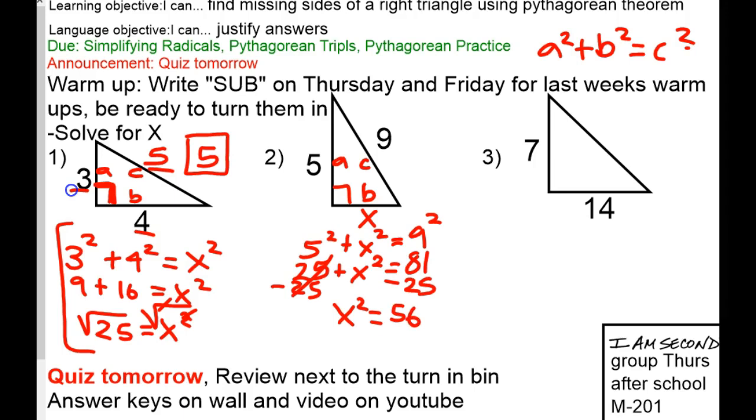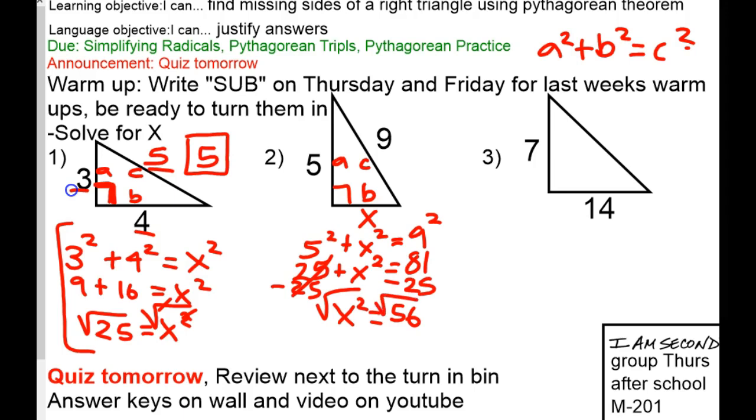Last step. To get rid of a square, I use the square root. Did you know that? You did? Well, now you know. To get rid of a square, you do square root. So, now, here's the question. What's the square root of 56?